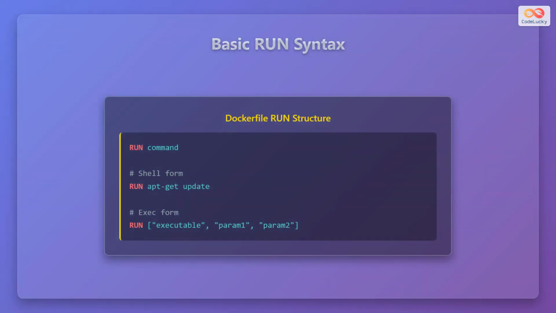The basic syntax for the RUN instruction involves specifying the command you want to execute. There are two main forms, the shell form and the exec form. In the shell form, you simply provide the command as a string, such as apt-get update. In the exec form, you provide the command as a JSON array, which allows you to explicitly define the executable and its parameters. For example, ["executable", "param1", "param2"]. The shell form is generally more convenient for simple commands, while the exec form is useful when you need more control over how the command is executed.